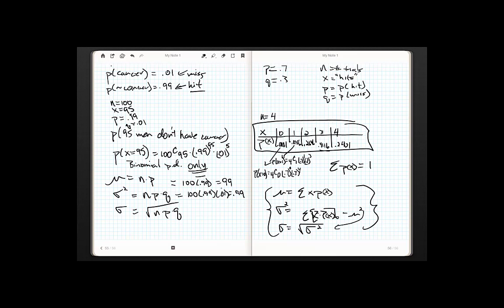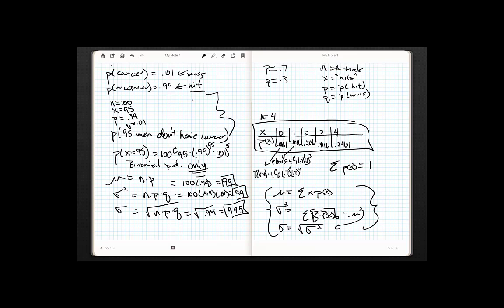99 times 0.01. Now, that's completely coincidental that it worked out the way that it did. Maybe I could pick better numbers in the future, but it is what it is. All right? And then, of course, the standard deviation is just the square root of all that. So the square root of 0.99 is, I can't do that one in my head, about 0.995. It's pretty close to 1, but it's not.